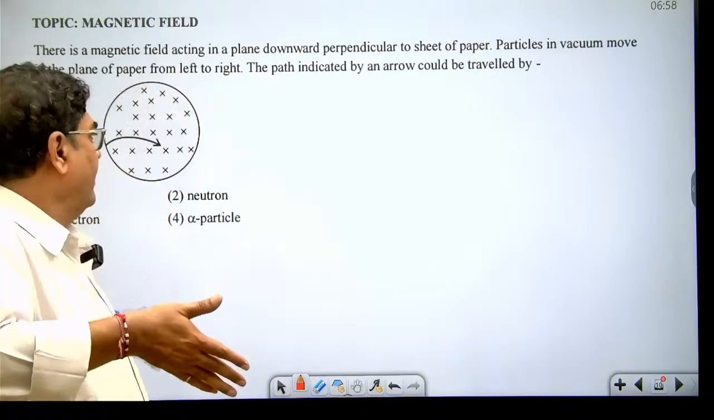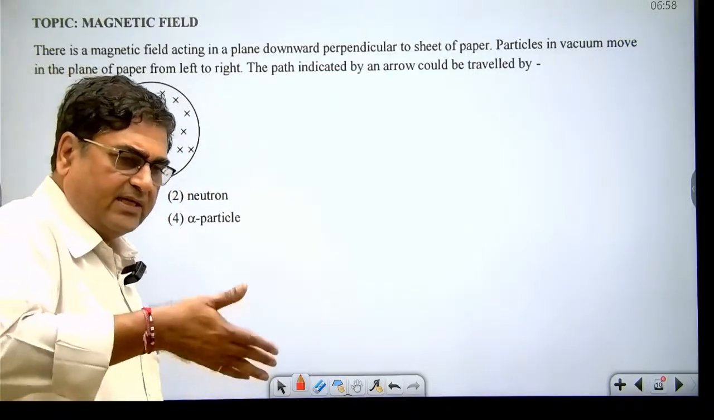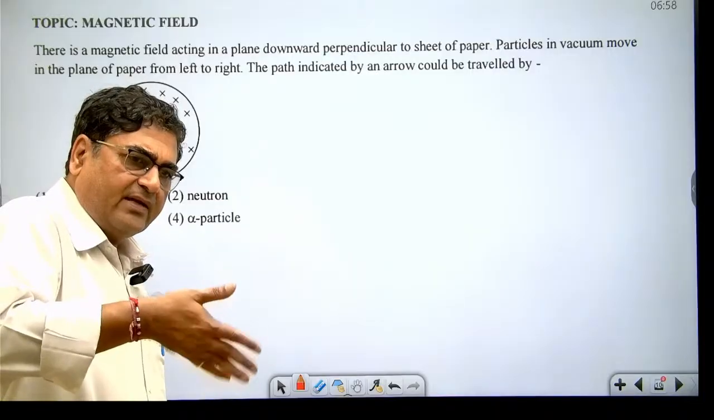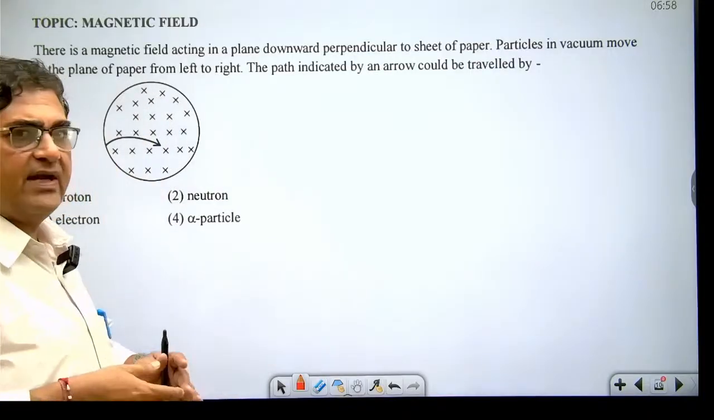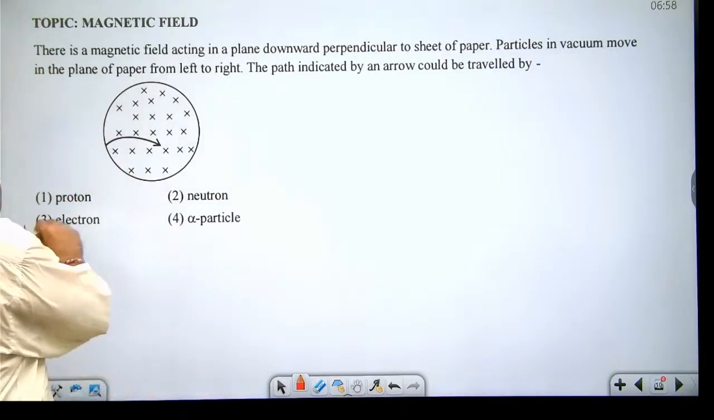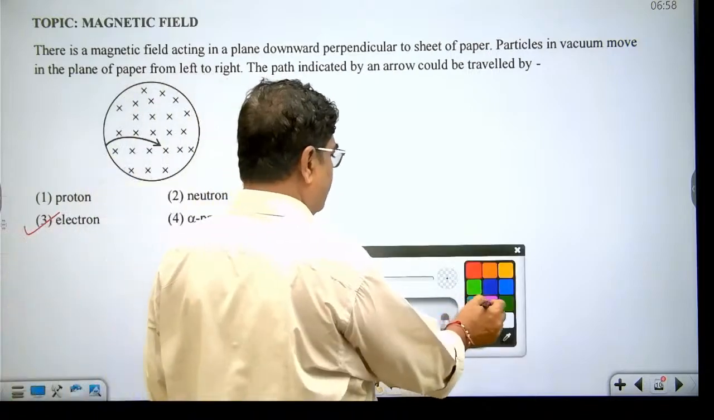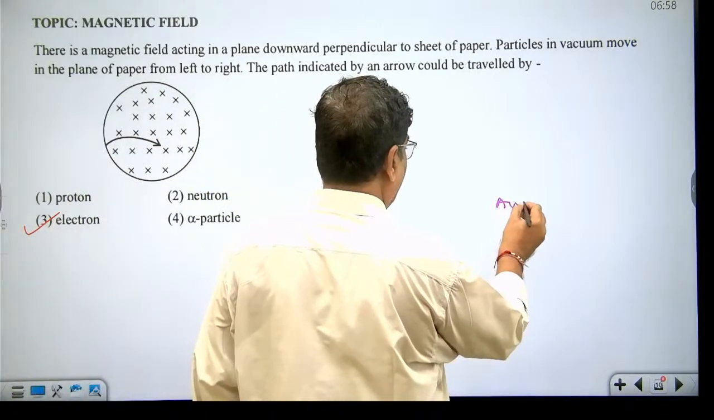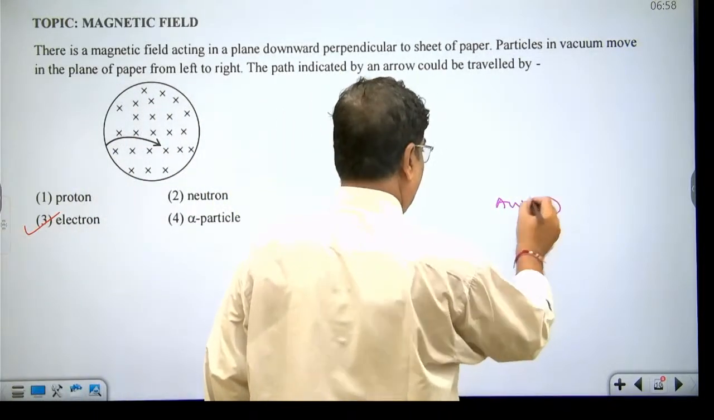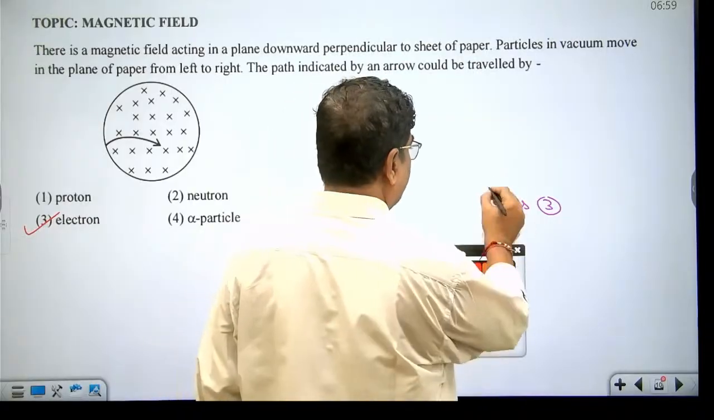positive charge particle. If it were a positive charge particle, it would have been drifting in the leftward direction, but it is drifting in the rightward direction, so this is a negative charge particle. So out of 4 choices, the correct answer is electron. So option 3 is the correct choice.